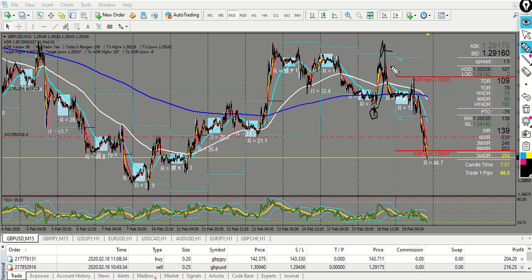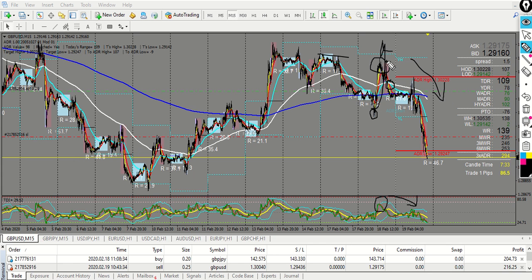But after this peak was in from Tuesday, I knew from the crossover of the 50 and the 200 that it is a sell day tomorrow, confirmed by a shark fin over here. It tells me also I'm looking for shorts.